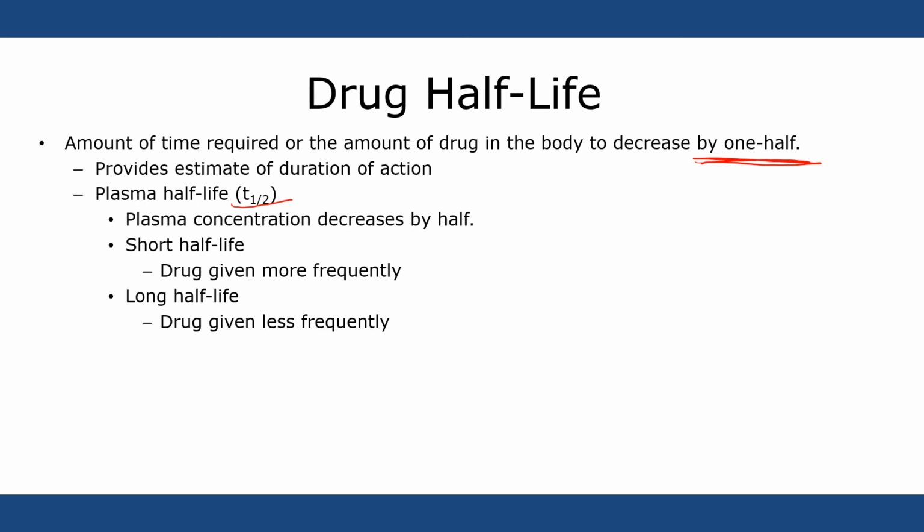So what happened is, when we study a drug half-life, we're trying to find out how long it takes for the plasma concentration to decrease by half. So you can have a short half-life or a long half-life. If you have a short half-life, then the drug needs to be given more frequently. That's how we determine frequencies. Or if the drug has a long half-life, the drug needs to be given less frequently.